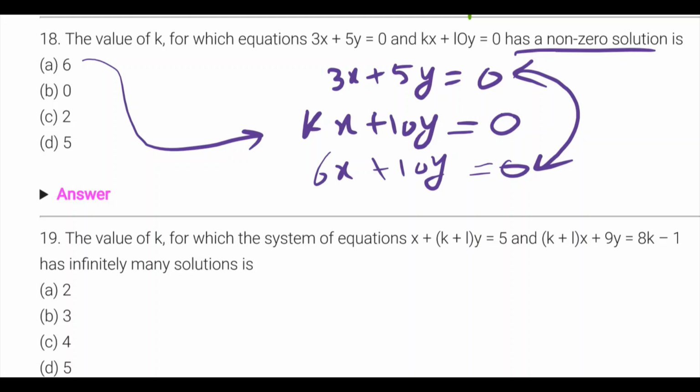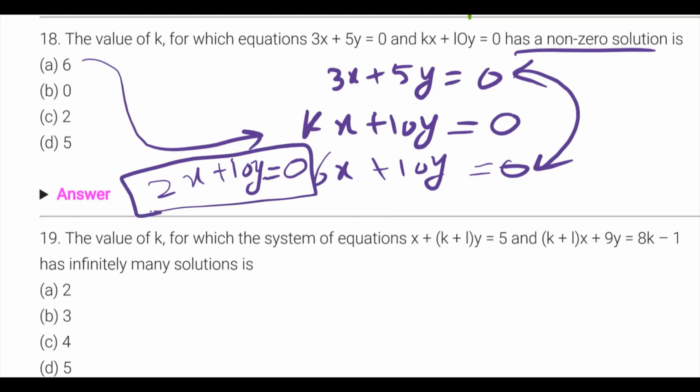If k equals 0, y equals 0. If k equals 2, you'll get 2x plus 10y. So for all the other cases, you get the solutions as 0, 0, 0. Only for k equals 6, the two lines are coinciding, where you'll get infinitely many solutions. So the value of k is 6.